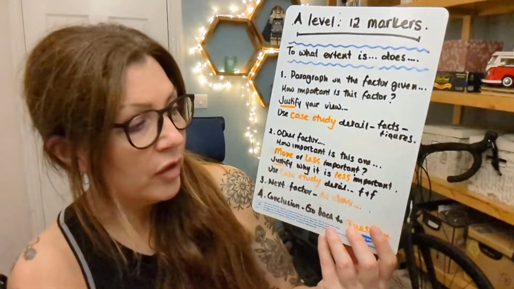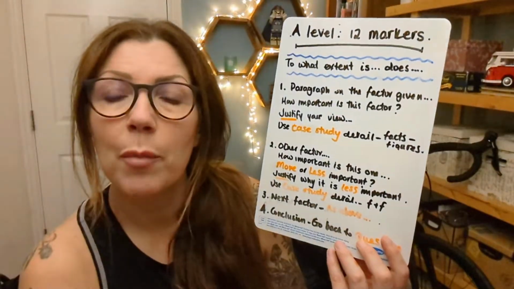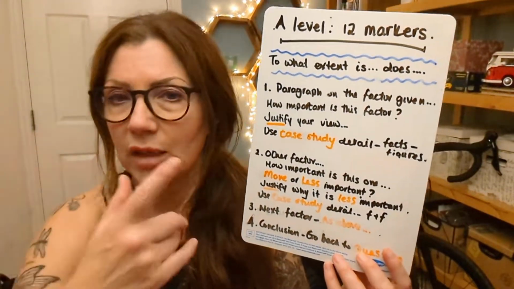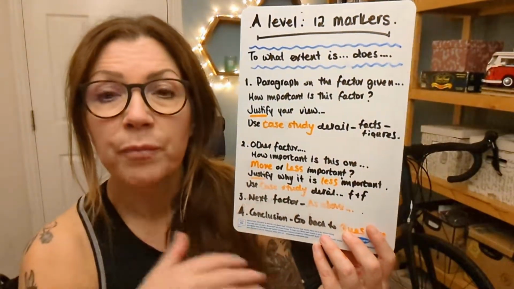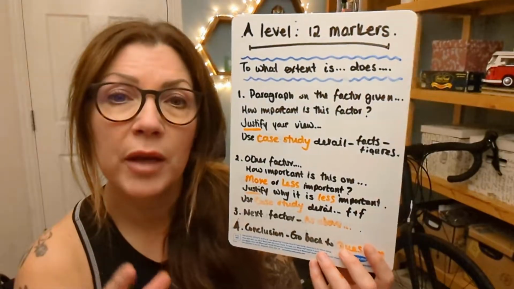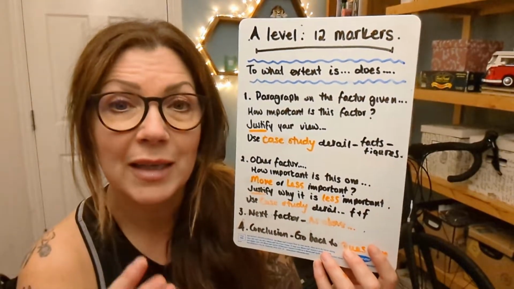So you choose your next factor, and then you say how important that factor is. So maybe this factor is an important factor, but definitely not as important as the first factor that you've talked about. And again, use your case study detail to exemplify this. The examiner will be looking for the 12 marks. He'll be looking for facts and figures.